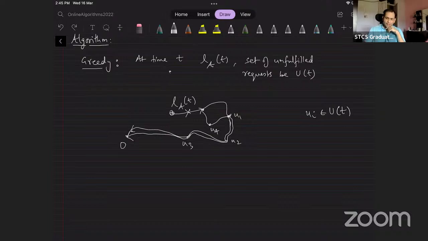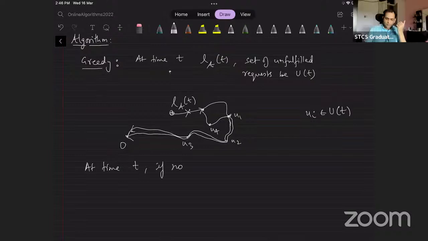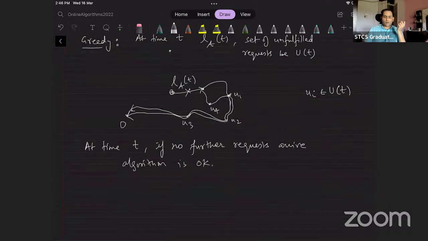So think about a new point arrives which is very far. What does it do? See, if no new point arrives, it is locally optimal, right? Because it is finding the best path starting at that current location. So at time t, if no further requests arrive, you cannot improve the algorithm. Algorithm is okay. What if a new request arrives? What could be the bad location of a request which arrives, which will create trouble for this algorithm?